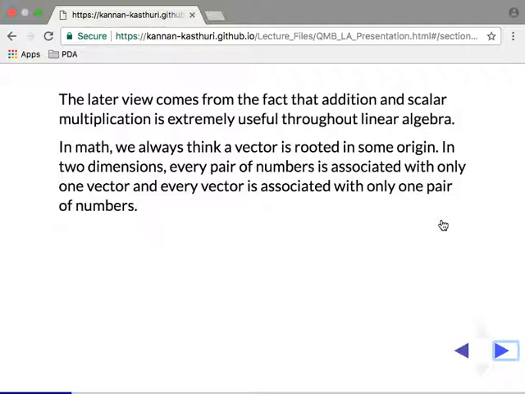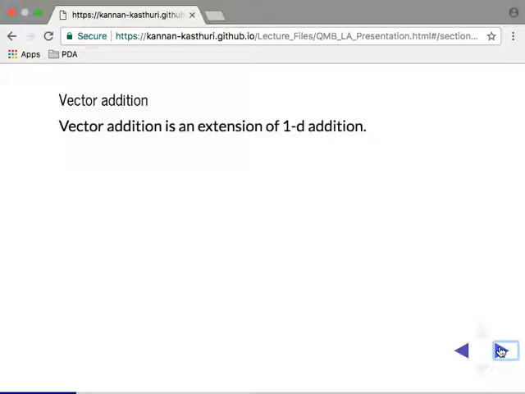So in mathematics, we always think that a vector is rooted in some origin. In two dimensions, it's a pair of numbers, right? It's associated with every pair of numbers in a coordinate. Let's keep it simple in two dimensions. Every point is a vector. So that is something that's fundamental.